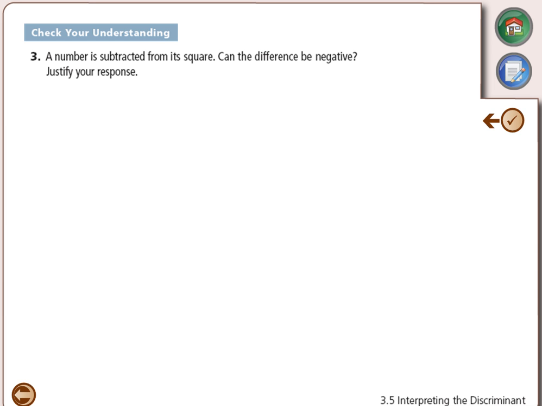So let's just pick some variables here. Let's let n equal the number. We're going to say that the number squared, so a number is subtracted from its square, and then we're going to get some difference. I'll just call it d. Can that d ever be a negative number? Let's find out. Because they're asking, can this happen on something that has a square, meaning quadratic, we're looking at a discriminant question.